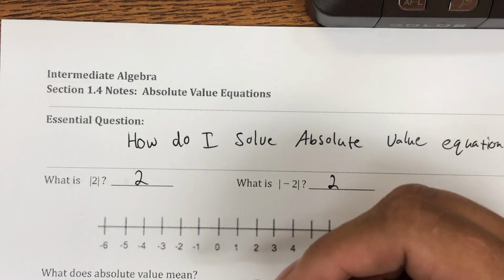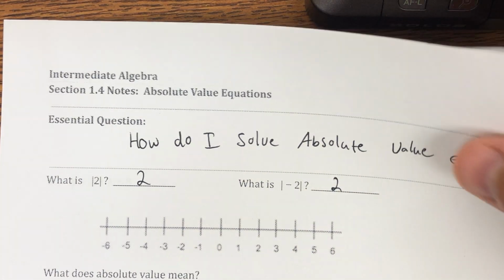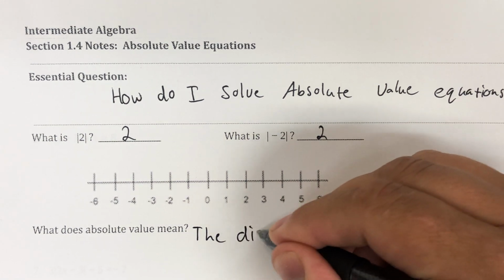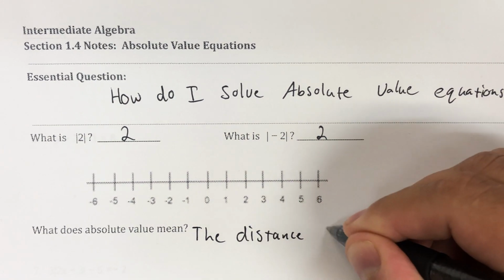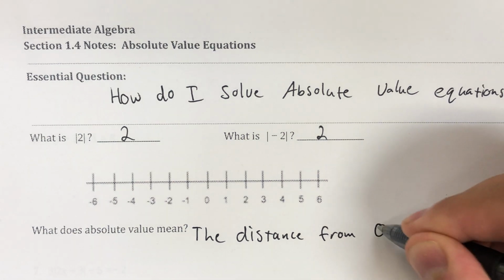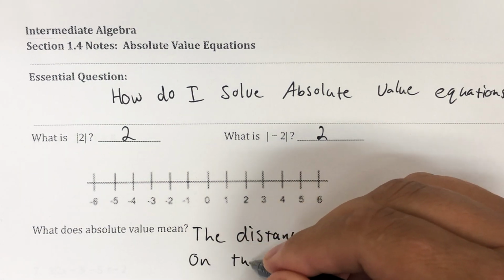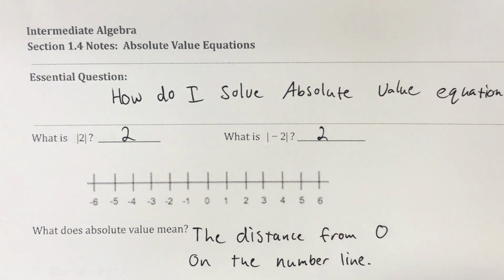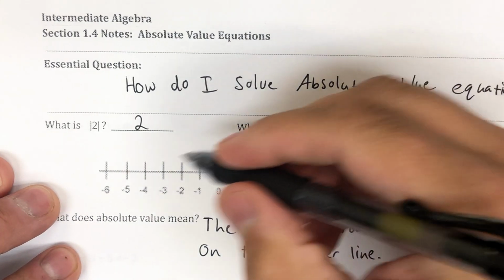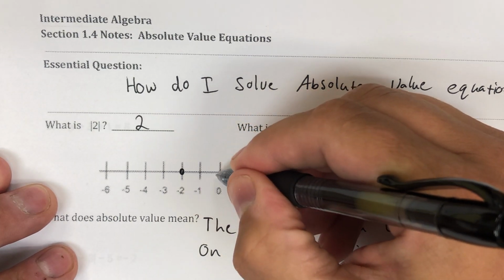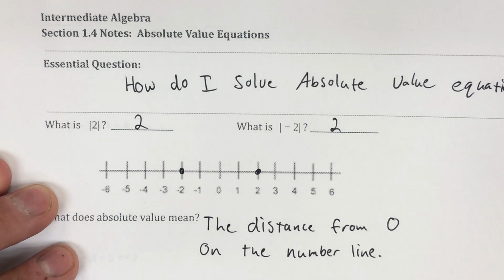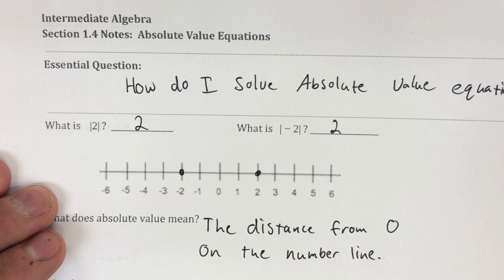So what does absolute value actually mean? Absolute value means the distance from 0 on the number line. So if I were to plot negative 2 on the number line, that's 2 units away from 0. And 2 is also 2 units away from 0. So they're equidistant from 0 on the number line, both 2 and negative 2.